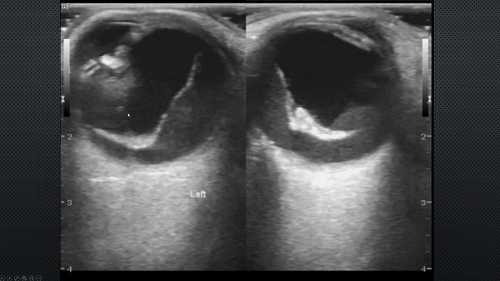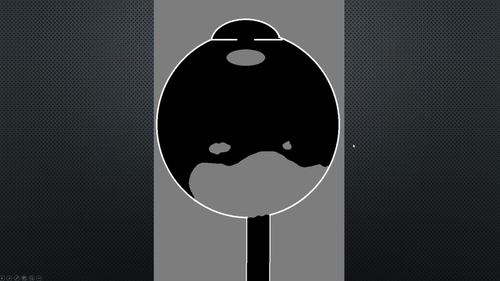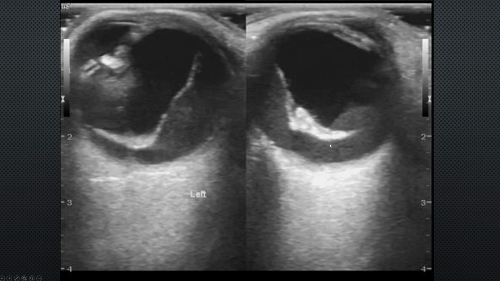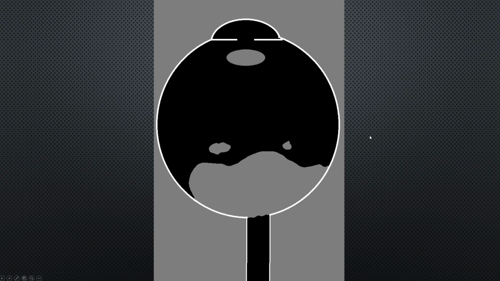So here's a still image. You can absolutely have some hemorrhage behind it, so some more heterogeneous gray material behind the vitreous as it's detached. And then the big thing, once again, is that it's not attached to the optic nerve. It stays right there. It's not attached to the optic nerve.